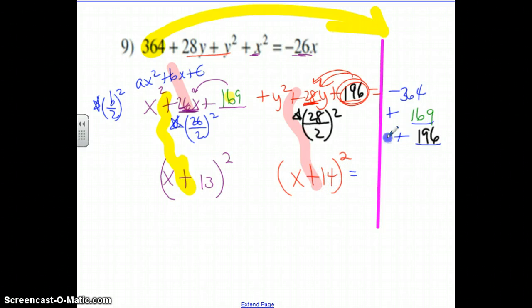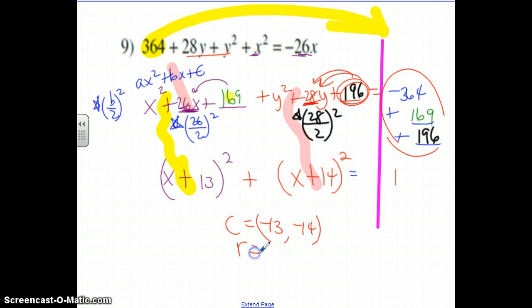And then I'll add this up. I think this is a 1 over here, and that's going to be in standard form. I've got my center at negative 13 and negative 14, and I have a radius of 1. And I just noticed that this should have been a y in here. So again, the graphing form is (x minus h) quantity squared, and then (y minus k) quantity squared. And I threw an x in there, I'm so sorry.